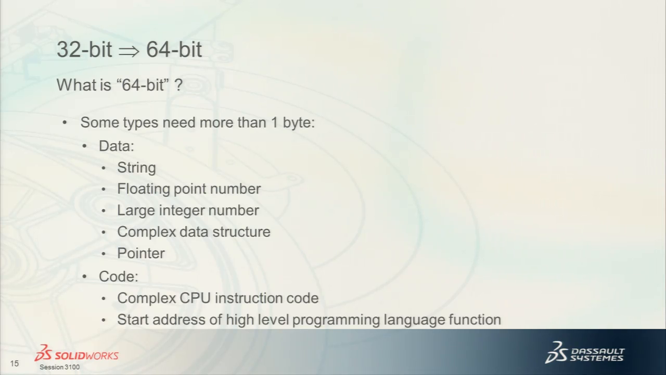The other thing it could be is even more complicated than that. It could be a complete postal address, so it needs more strings and numbers together. They make up what we call a complex data structure. Or, and there it is again, a pointer, which we've just said needs 4 bytes. So it also needs space. And we call all these data.